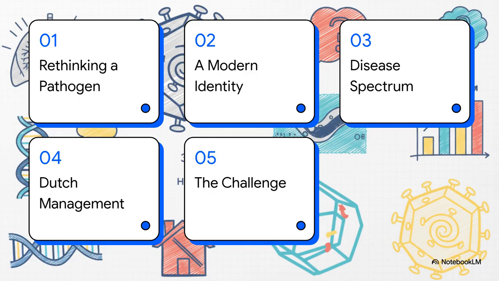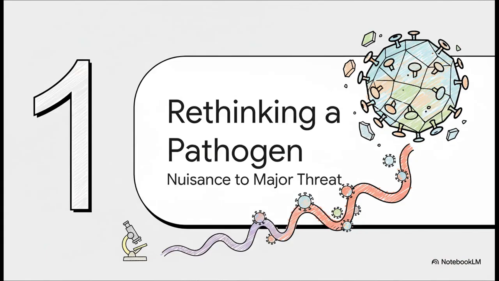Okay, so here's our game plan. First, we're going to completely rethink this pathogen. Then, we'll dig into its modern identity and see what that means for its real clinical impact. After that, we'll look at the very pragmatic Dutch approach to management. And finally, we'll tackle the big one, the structural challenges that make this virus such a tough nut to crack therapeutically. So, let's start at the beginning.